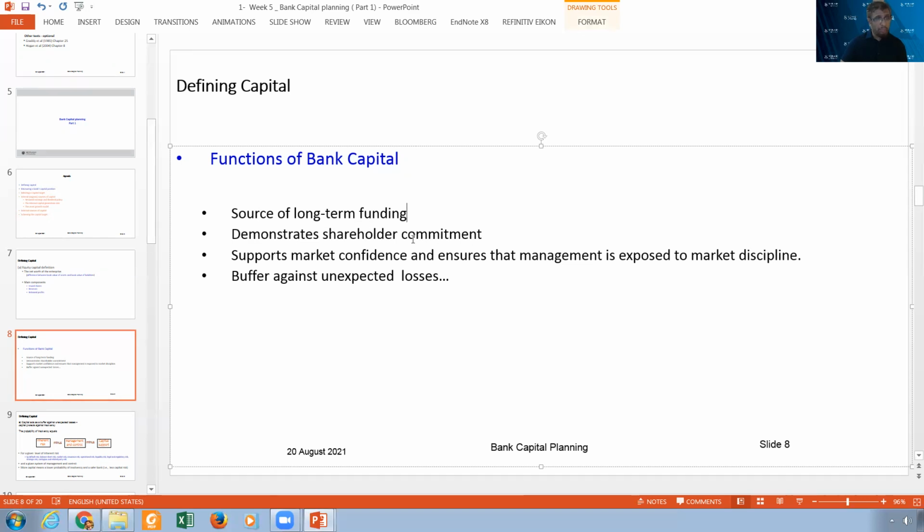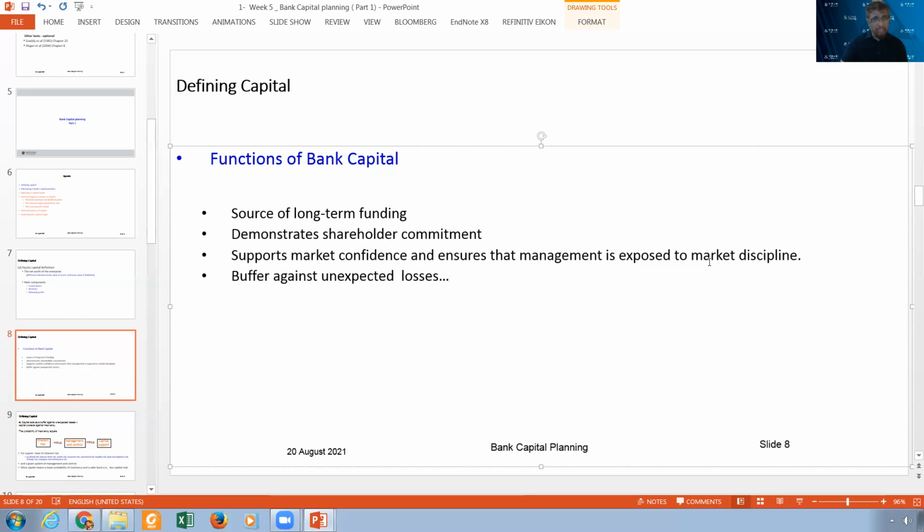Because the shareholders who established the bank are actually paying from their pockets 1 billion ringgit, and this is really a commitment. Now, with that, when we have enough capital, we support also the confidence to the market and ensure that management is exposed to market discipline. This is very interesting, which means now when we have less capital, the market will start punishing us by giving us more risk and decreasing our price, because the price is actually related to the risk, because it's the cash flow over the risk.